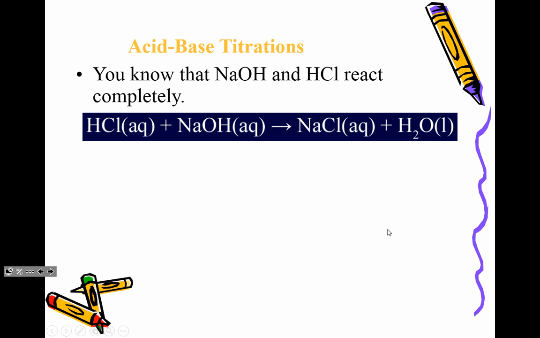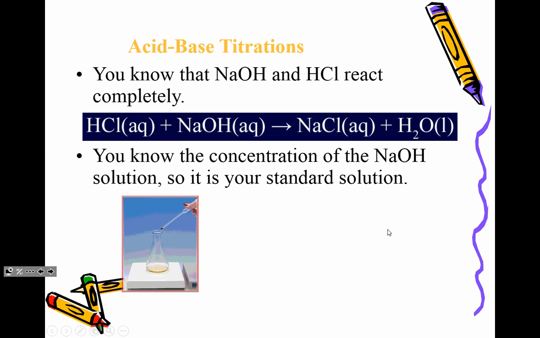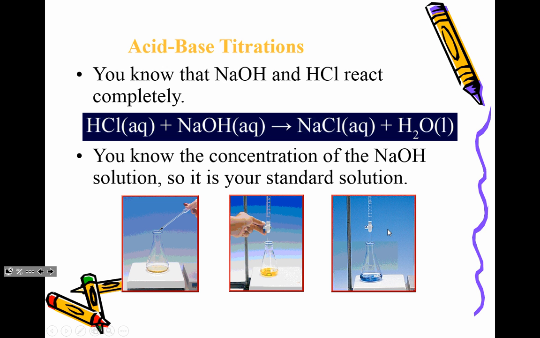Now you know that NaOH and HCl react completely in the following reaction. This was one of the double replacement neutralization reactions we just looked at a second ago. So the acid and the base will neutralize each other to make H2O and NaCl, which is a neutral salt. Now, if I know the concentration of the NaOH solution, that would be our standardized solution.